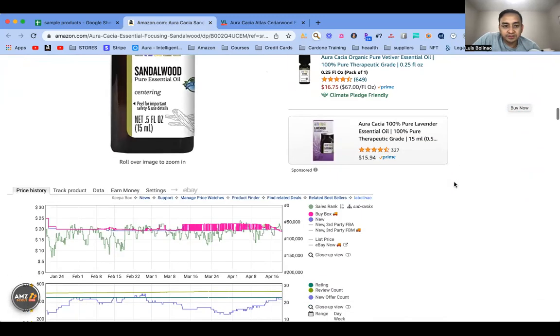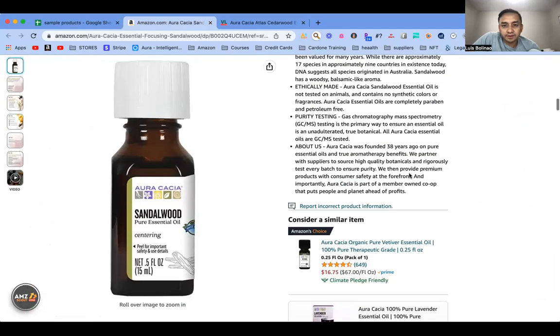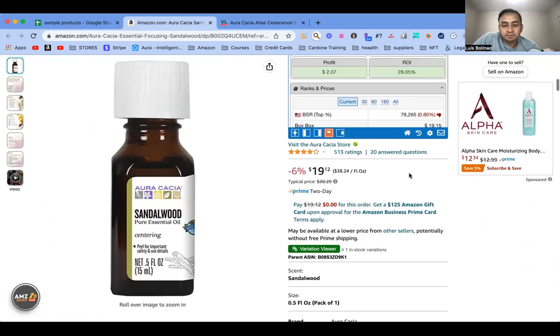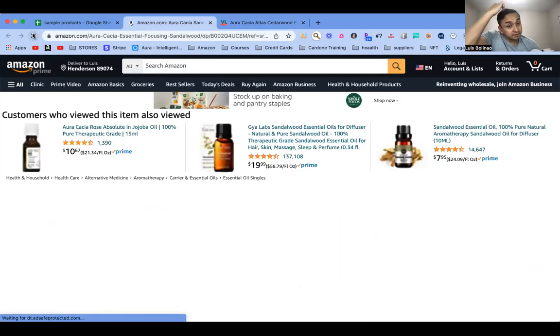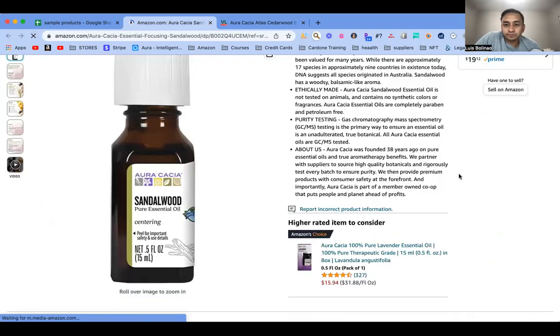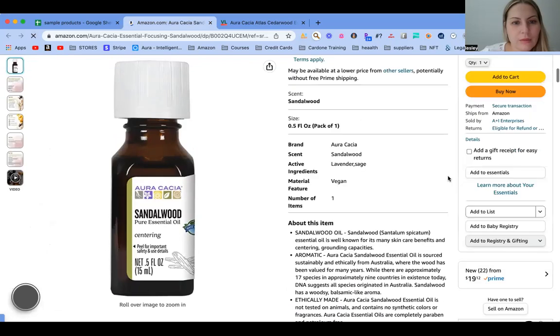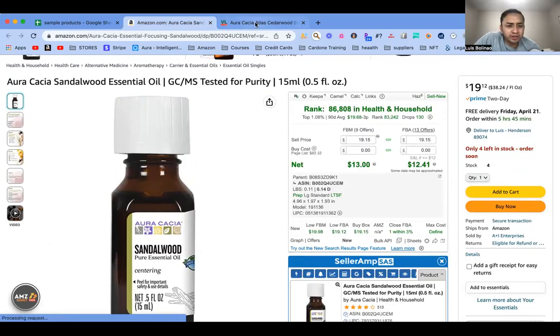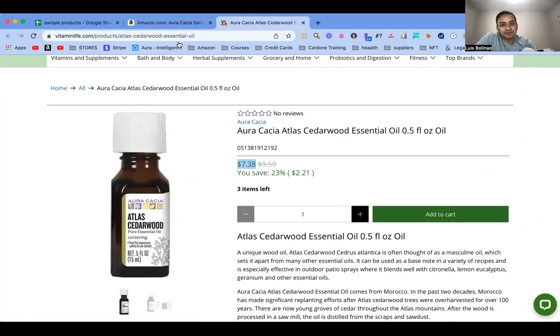So with variations, I would usually go to, oh, there's no variation here. Hold on. Louis, one is sandalwood and one is cedarwood, isn't it? Oh, really? I don't know. You're right, you're right. Sorry. See, I almost missed this one. So this one is cedarwood, and this one is sandalwood.